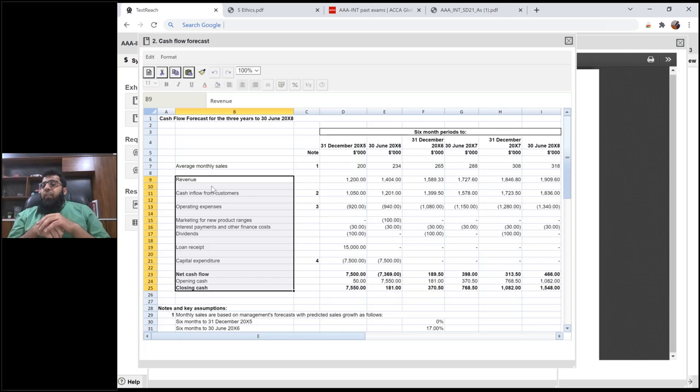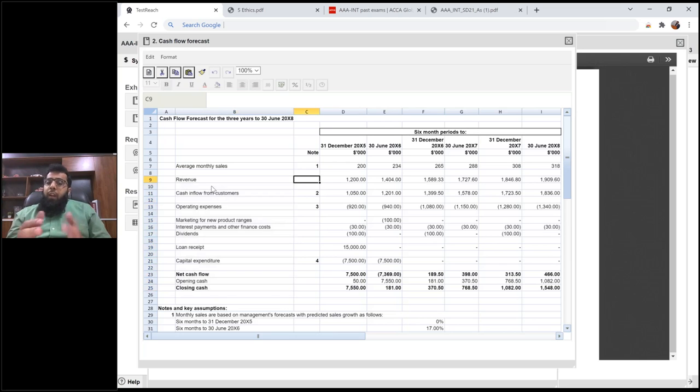One very good point one student has asked is that in the very first quarter you are paying dividend. In the quarter of 6 months to 31st December 2005, you are paying a dividend of 100, whereas your opening cash is only 50. The bank will hit you so hard that you are using the loan amount to pay the dividends. The loan is for the project, not for paying out the dividend.